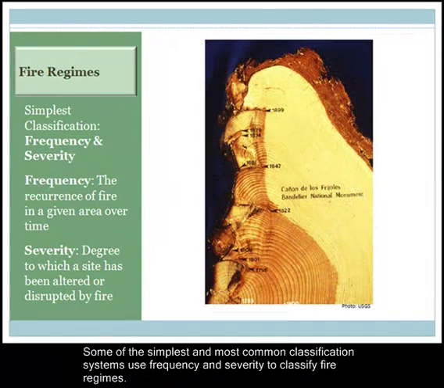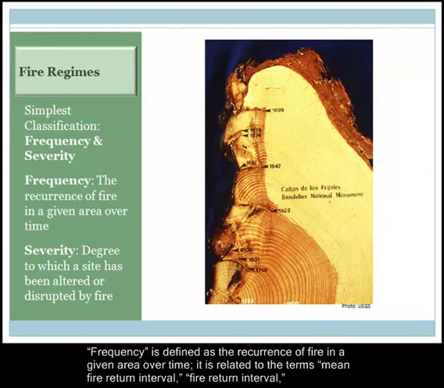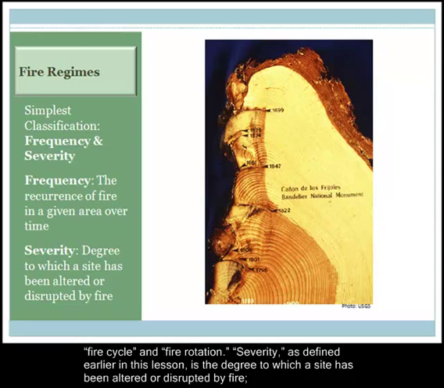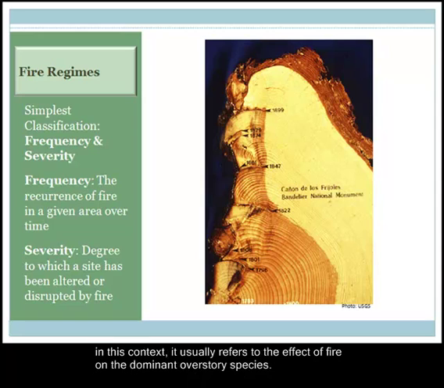Some of the simplest and most common classification systems use frequency and severity to classify fire regimes. Frequency is defined as the reoccurrence of fire in a given area over time. It is related to the terms mean fire return interval, fire cycle, and fire rotation. Severity, as defined earlier in this lesson, is the degree to which a site has been altered or disrupted by fire. In this context, it usually refers to the effect of fire on the dominant overstory species.